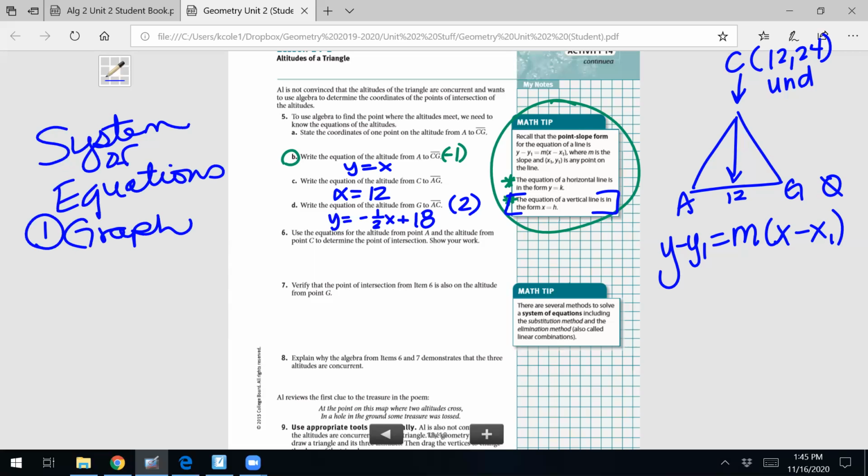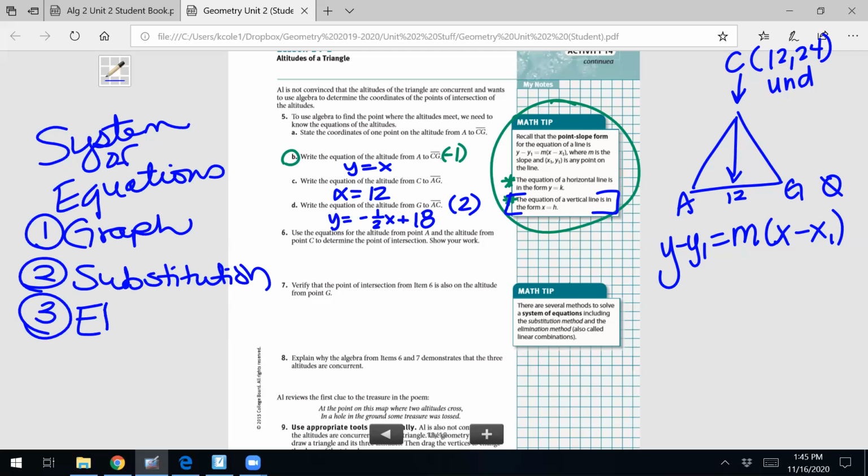Good. Number 1 is graph. Number 2 is the substitution method. And then what's number 3? Elimination. So you already know how to do this, or at least fingers crossed you know how to do this, because you should know how to do substitution, elimination, and graphing. Okay, so what you're looking for is that point of intersection. That's going to be your point of concurrency.